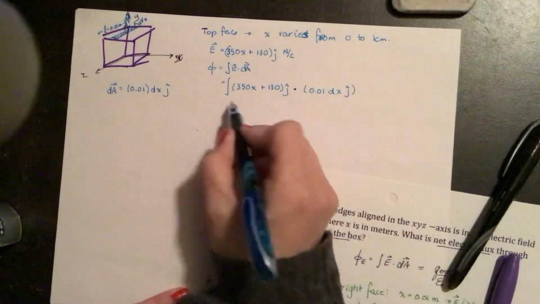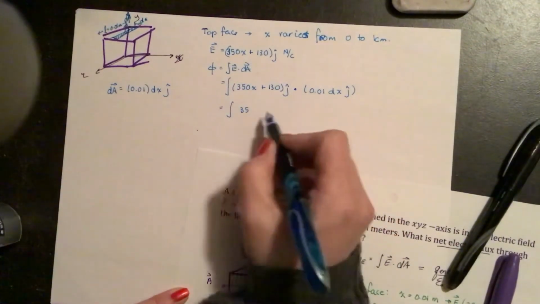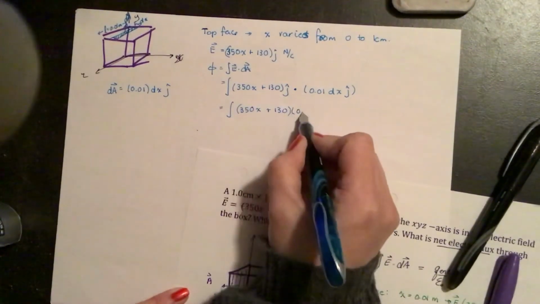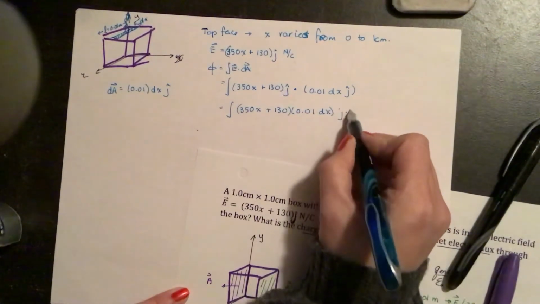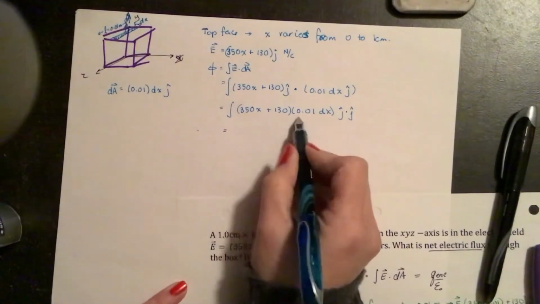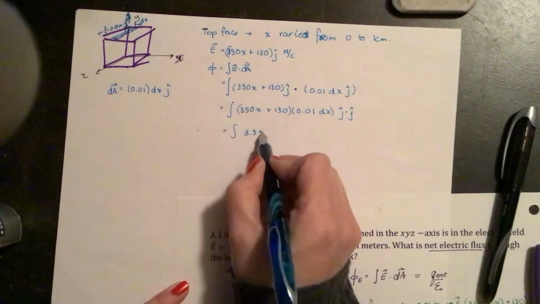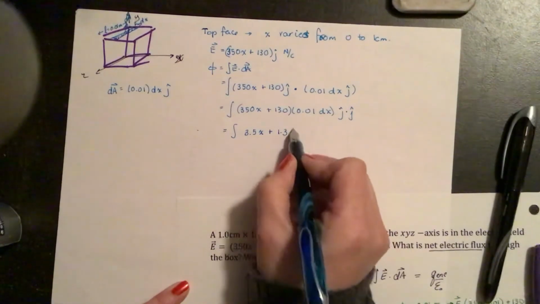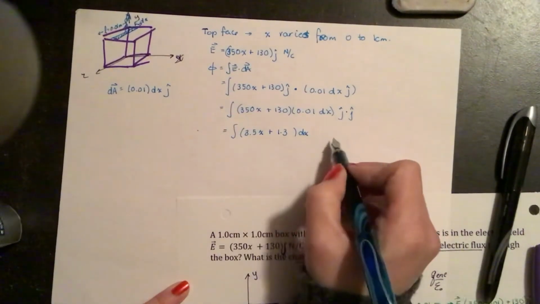Okay, now I've got my area vector, so I'm dotting that with my area, 0.01 dx j hat. So what I've got here is the integral of 350x plus 130 times 0.01 dx, j dot j. Let's do a few things in one line here. 350 times 0.01 gives me 3.5, that's times x. 130 times 0.01 gives me 1.3. Those are both times dx. j dot j is equal to 1.